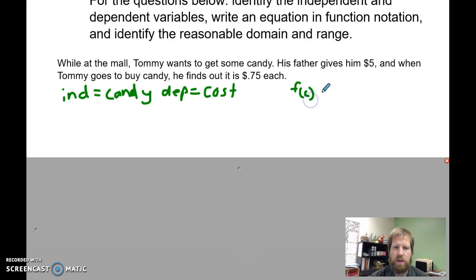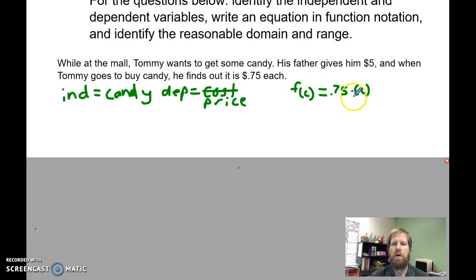If we write out our equation in function notation, we're going to have our f of c. Maybe we should change cost to price, that way we can use c as our candy, and then we won't have the same first letter. So the function of c is equal to 0.75 times c. If he buys one piece of candy, it's 75 cents. If he buys 2 pieces of candy, it's $1.50.